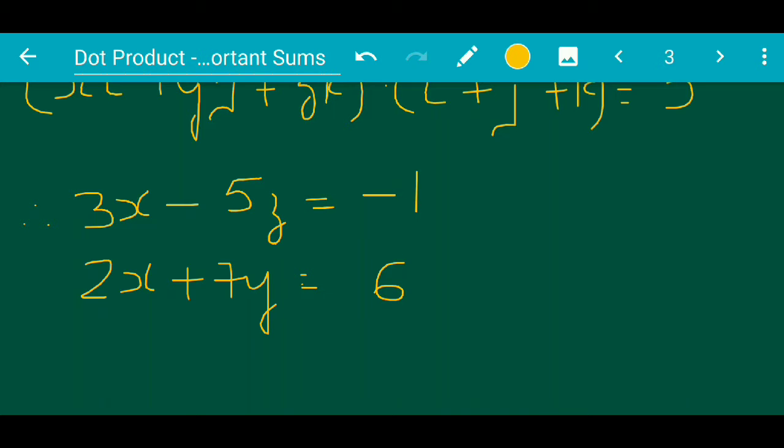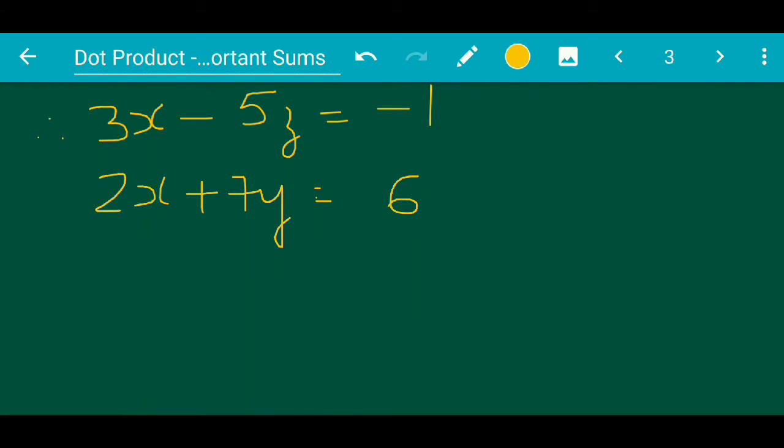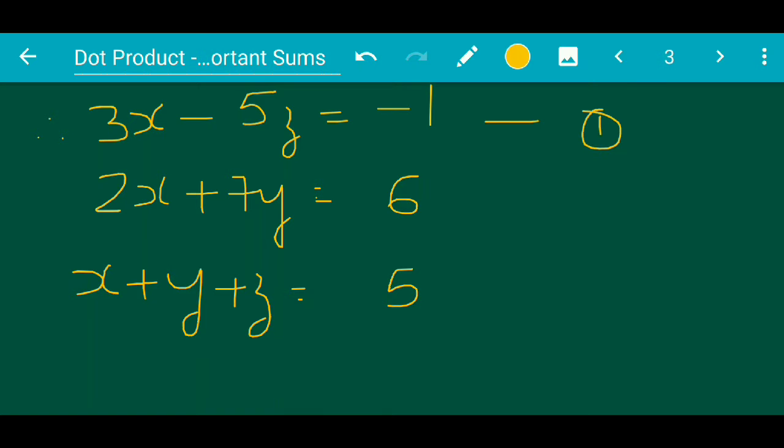And similarly, x plus y plus z. In the third case, we have all the three i, j and k terms in both the brackets. So thus we get x plus y plus z, which they have given as 5. Okay. Now we have to solve these equations somehow. Equation 1, 2 and 3 is given. We have to solve this somehow.